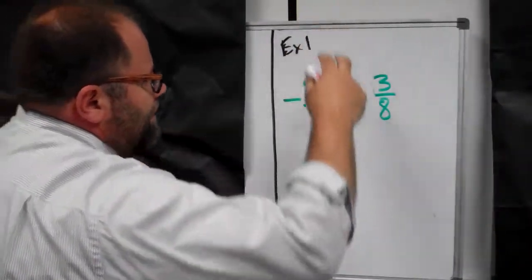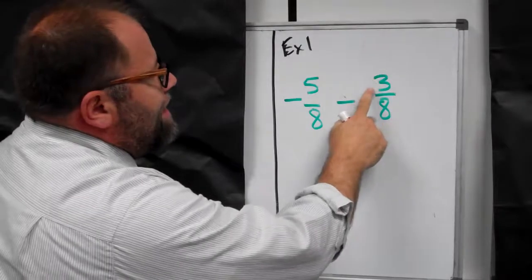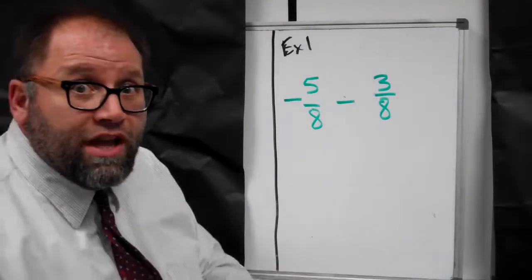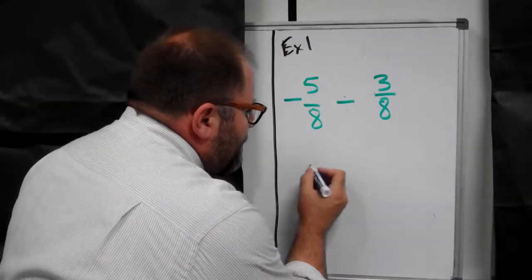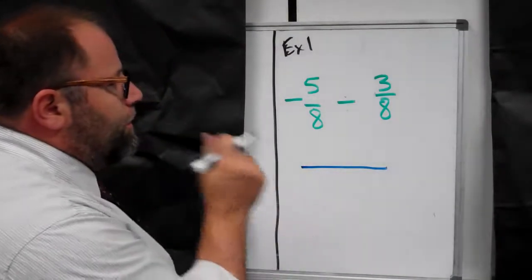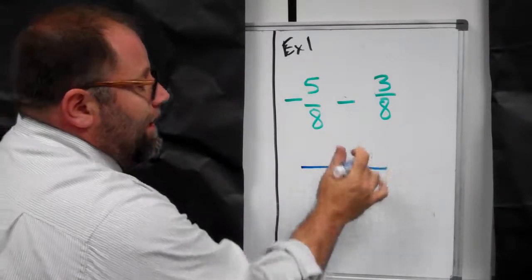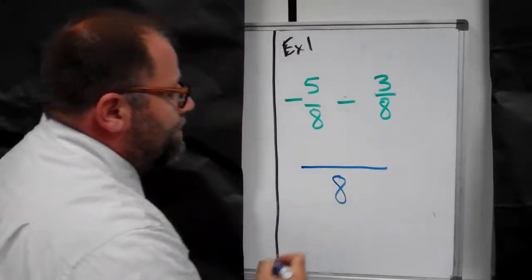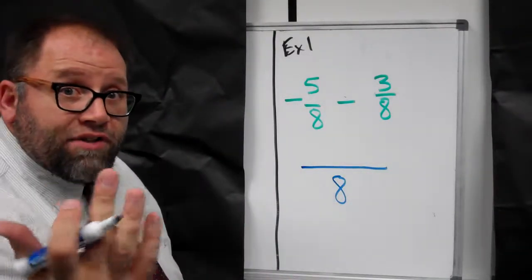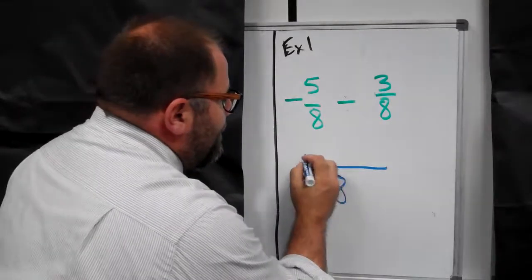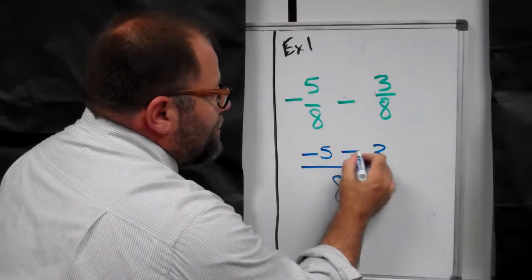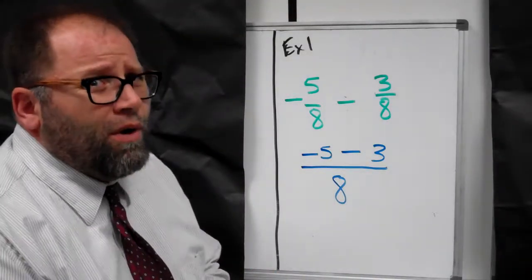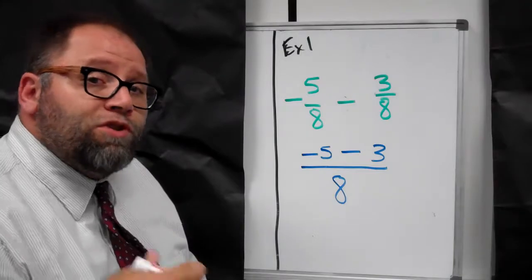Now I have -5/8 minus 3/8. Here we go with some of our integer work. First I'm going to draw my dance floor. I already have my denominators, so I'm just going to put my 8s down here. Then I look at what the dancers are going to be. I've got a -5 and a +3, and I'm going to subtract them. What we want to do is addition.